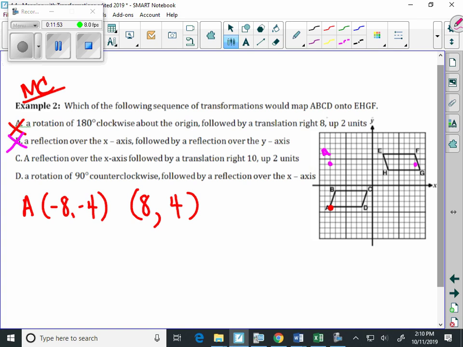Letter C. Reflection over the x-axis. Well, luckily enough, we had a reflection over the x-axis last time. So we can still look at this point here. And now what it says is followed by a translation of right 10 up 2. So we have to count from that pinkish purple point. 1, 2, 3, 4, 5, 6, 7, 8, 9, 10 up 2.